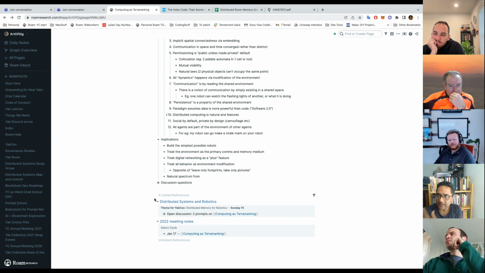Same thing with memory. If you have a shared hard disk or a network file server, or you can access each other's hard drives, that's a plus version of it. The primary way you have memory is in a shared space and time that you can modify by marking it, right? And you treat all behavior as environment modification. We're used to thinking of robots as moving in a space and manipulating the space in limited ways. But maybe you can think of robots existing at all as a kind of computation.